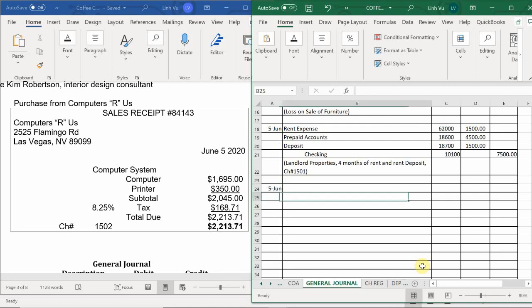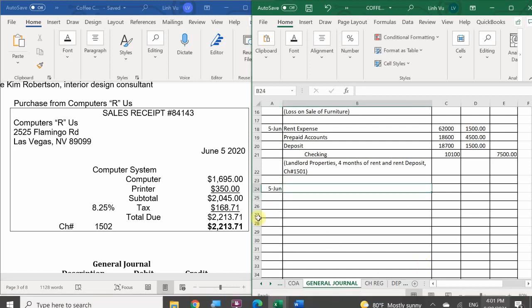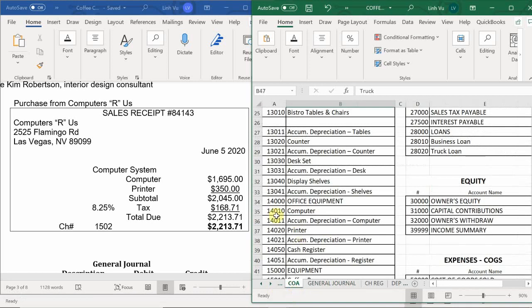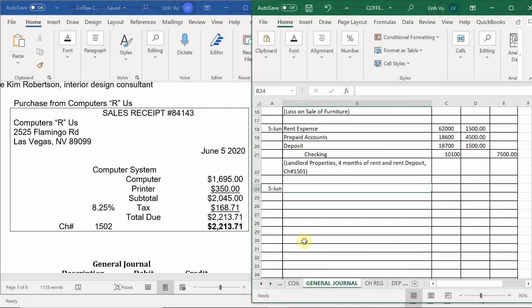I lost it. It was here. Oh, sorry, I got it for you. So here, the computer is 14010 and the printer is 14020. Perfect. So in this case, I did buy a computer, which is a fixed asset, and I bought a printer. Now, I also used a check to pay for this.